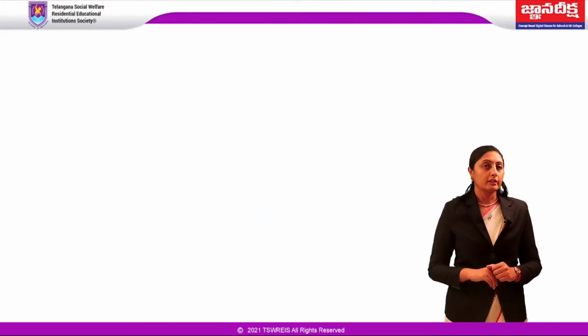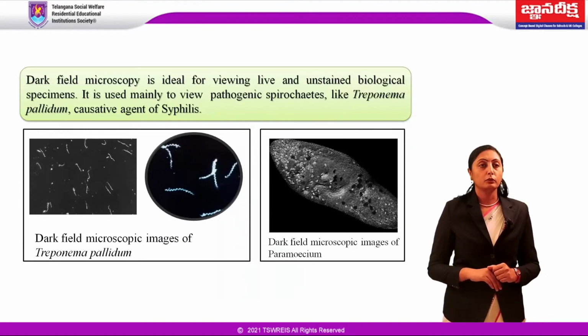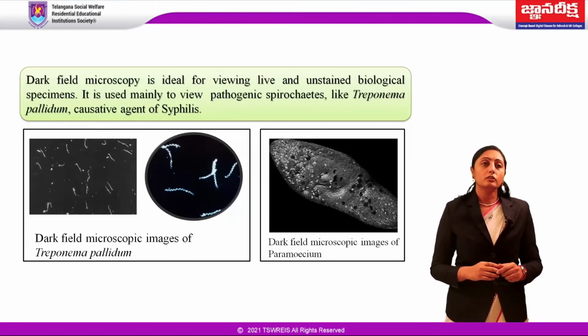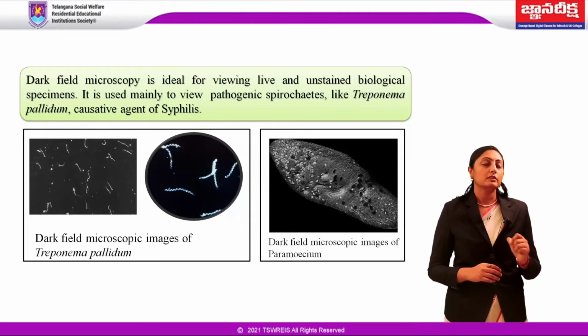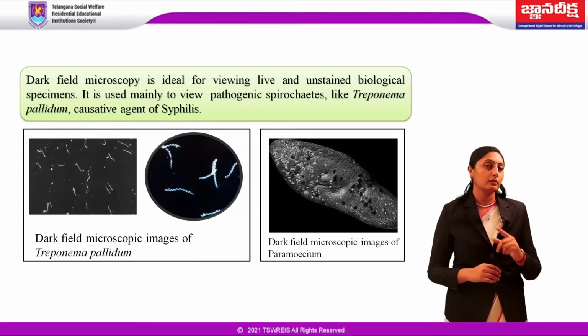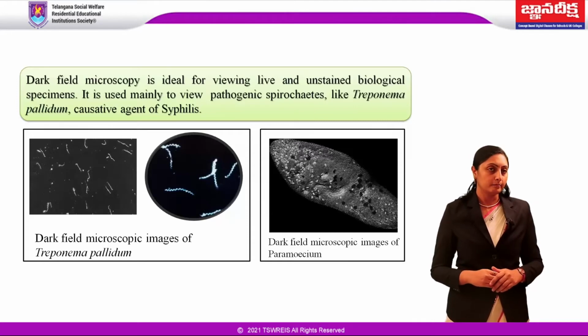Dark field microscopy is ideal for viewing specimens that are unstained, transparent and absorb little or no light. It is used for observing live and unstained biological samples. It is used in the routine diagnosis of syphilis, a disease caused by the spirochete Treponema pallidum.